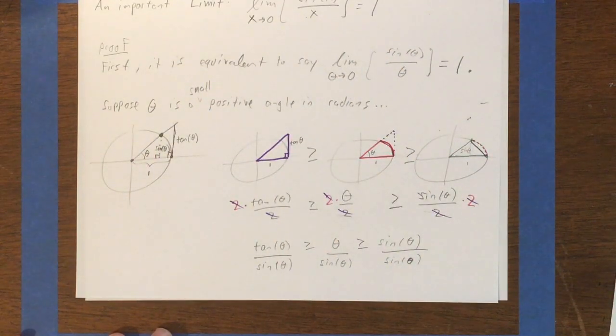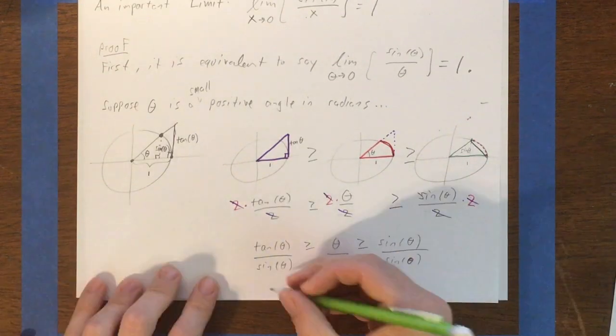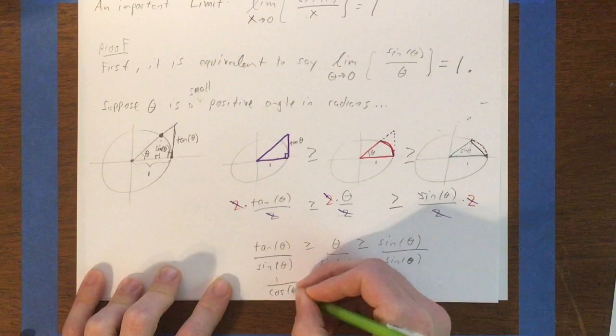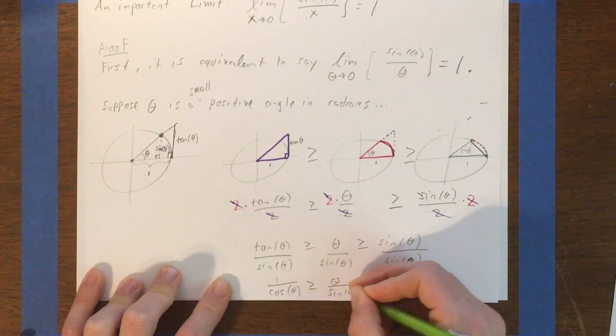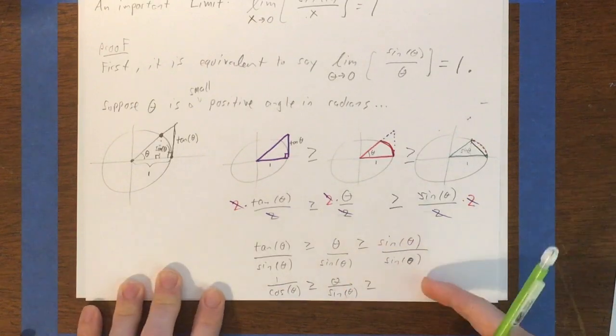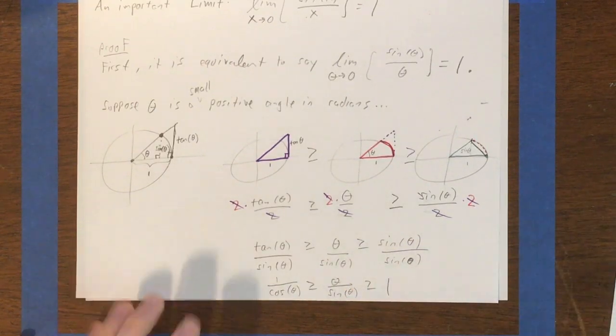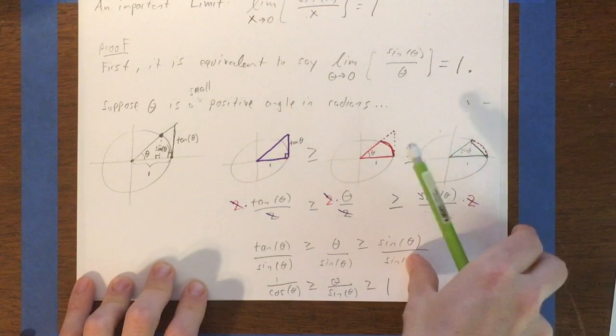All right, so a little bit of trig review. We may remember that tangent is sine divided by cosine. So if we divide by a sine, we're going to be canceling out a sine, and we'll get 1 over cosine of theta. In the middle, we have theta over sine of theta. And then on the right here, sine of theta divided by itself is going to be 1.